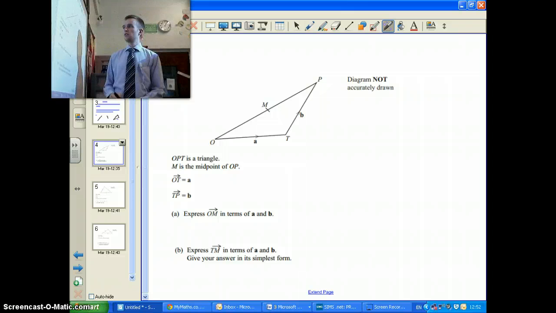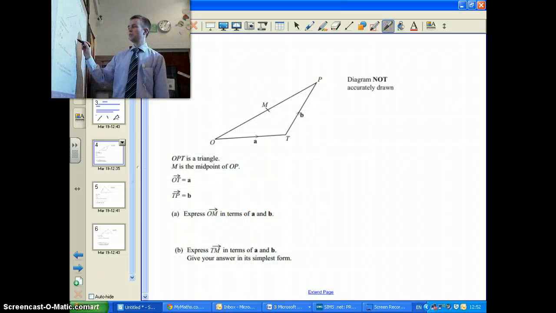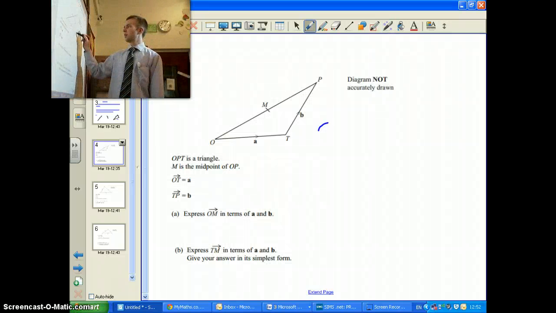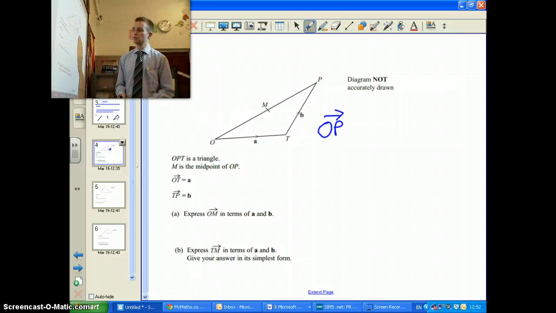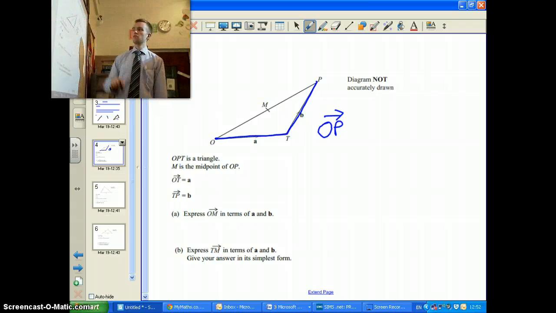The first thing we need to do is to work out the distance from O to P, and then we can just half it to find M. So we're going to first of all find O to P. To do that, we can't get there straight away, so we've got to take kind of a long route round. We're going to start off at O, go to T, and then end up at P. And we're looking for our resultant vector.